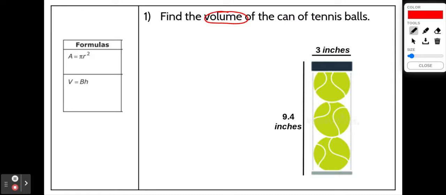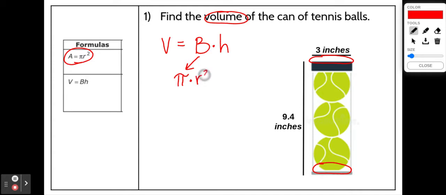So let's start off by writing our volume formula. Volume equals big B times height, and that B stands for area of the base. And I know that every cylinder has 2 bases, top and bottom, and they're circles, aren't they? So the big B stands for the area of the base, which is a circle. So we're going to use the area formula, and that is pi times the radius squared. That's the area of the base, and then we want to multiply that by the height.